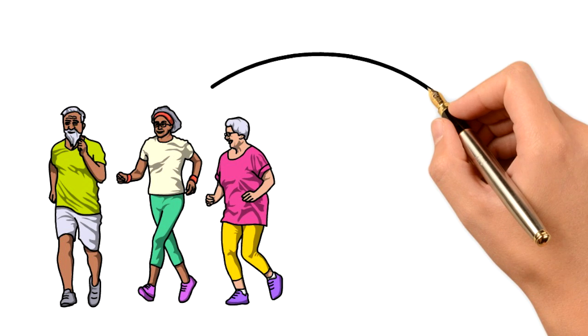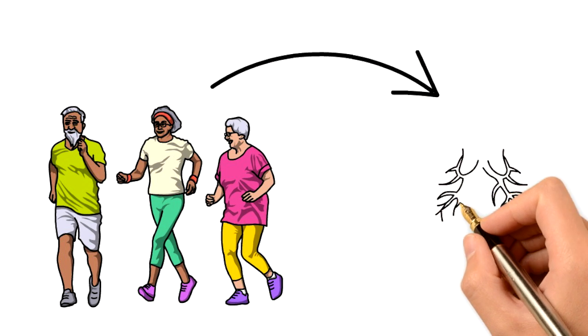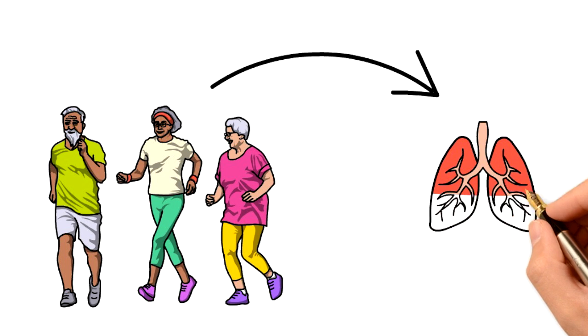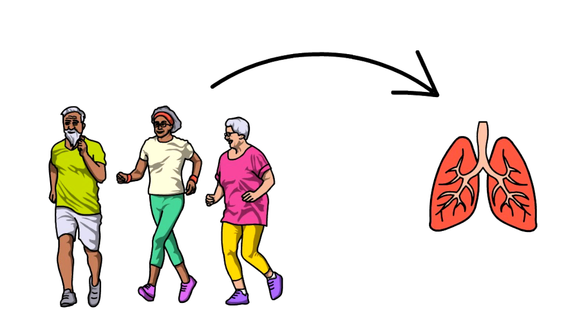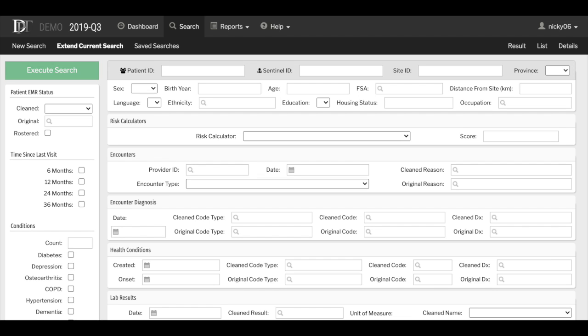For example, you may wish to create a list of patients 65 years or older who have been identified as having chronic obstructive pulmonary disease. We will begin here on the DPT dashboard page. To begin the process of performing a custom search, first click the Search button in the top menu bar. You are now directed to the search form.